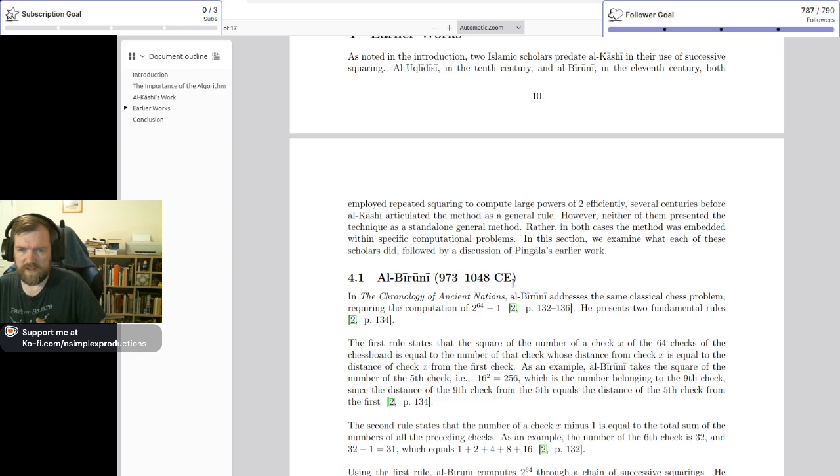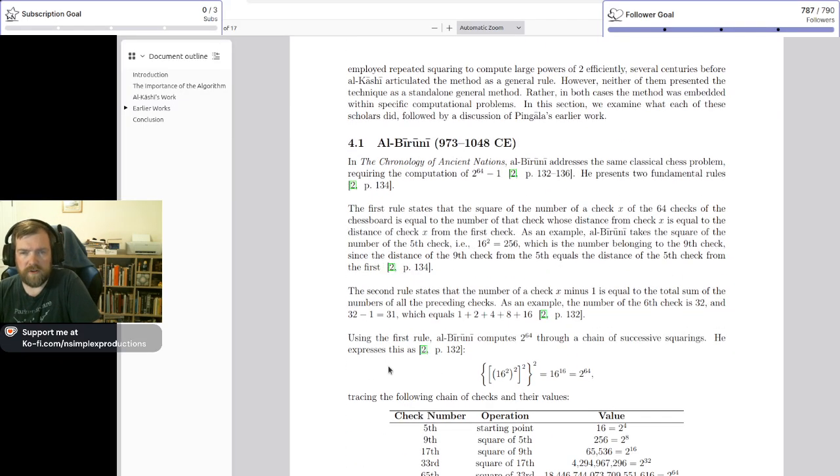However, neither of them presented the technique as a standalone general method. Rather, in both cases, the method was embedded within specific computational problems. In this section, we examine what each of these scholars did, followed by a discussion of Pingala's earlier work. Al-Biruni.